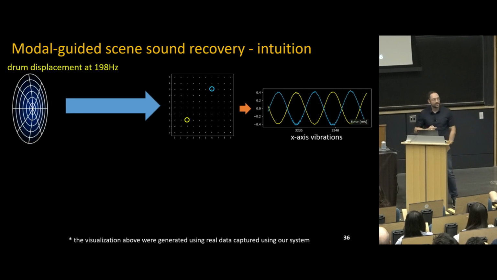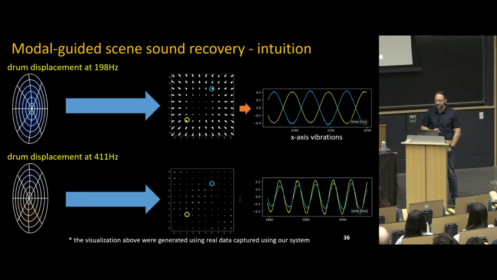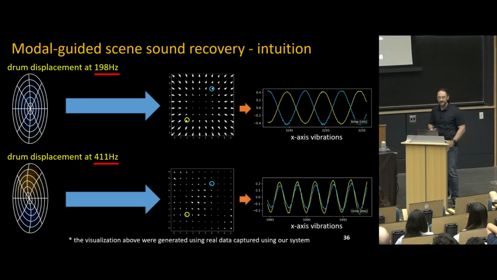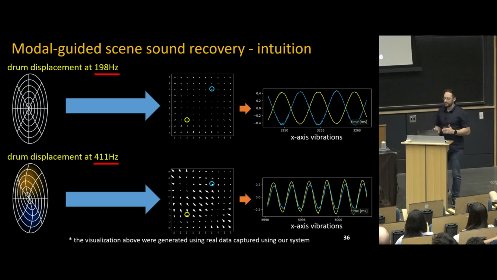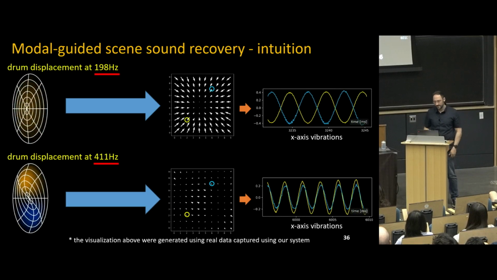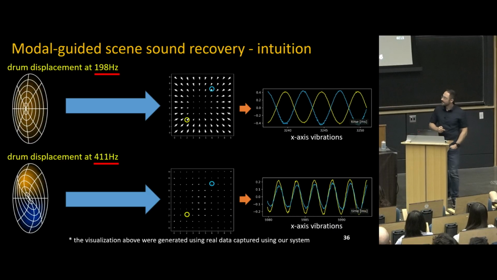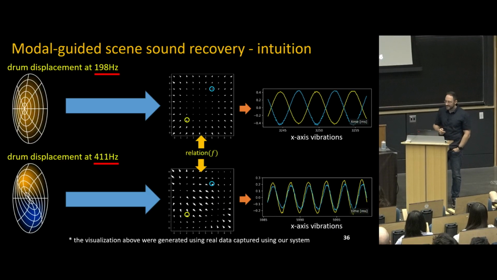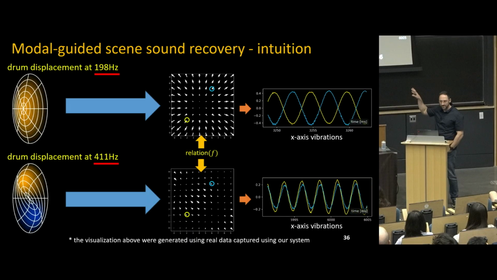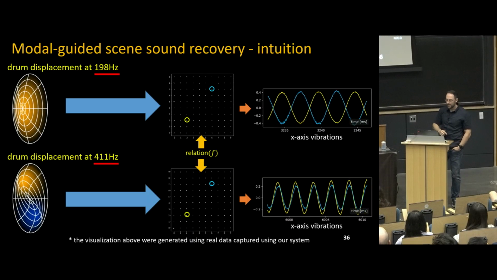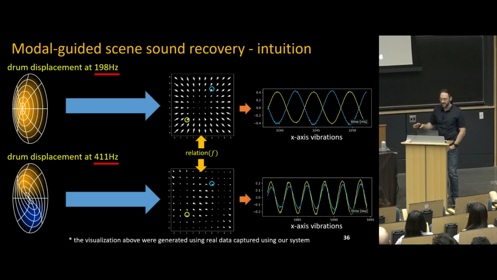The problem is this relationship depends on the frequency. So signals can align at one frequency but be misaligned at another. So intuitively, what we want to know is something like this beautiful relationship between all our points, but for all possible frequencies in our signal.